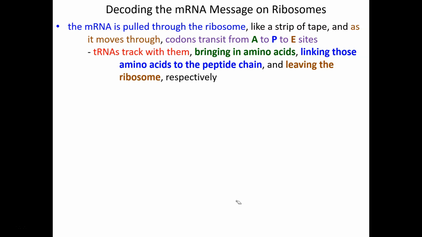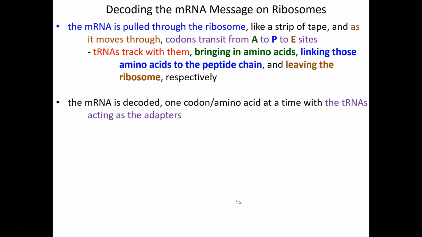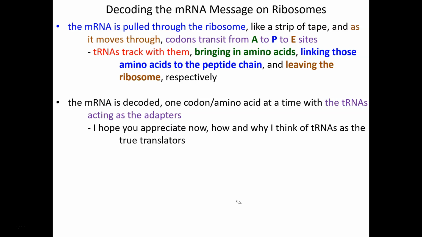In the A site, new tRNAs enter the ribosome, bringing their amino acids with them. In the P site, those amino acids are linked to the growing chain of amino acids that was already in place from previous codons. And then the E site is the exit site. That's where empty tRNAs, now deprived of their amino acids, leave the ribosome. And the mRNA is decoded, one codon at a time, one amino acid at a time, with the tRNAs acting as the adapters, bringing in the right amino acid for each next codon.